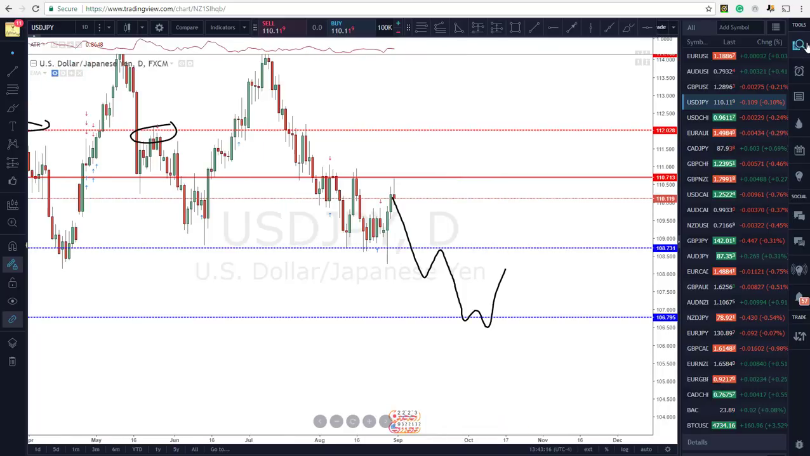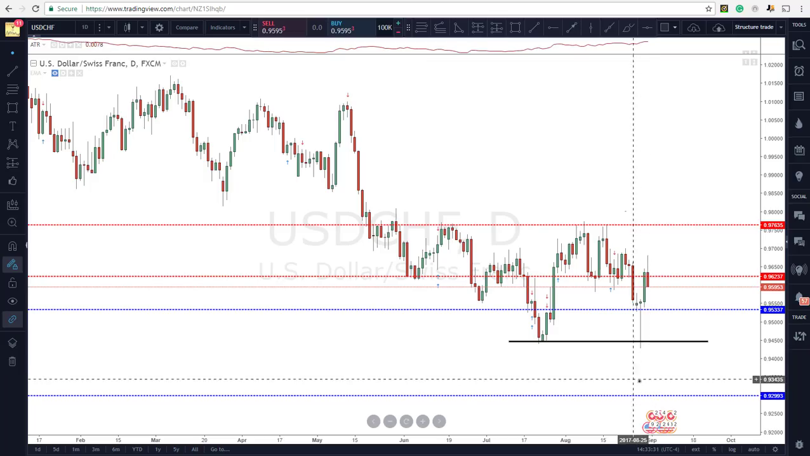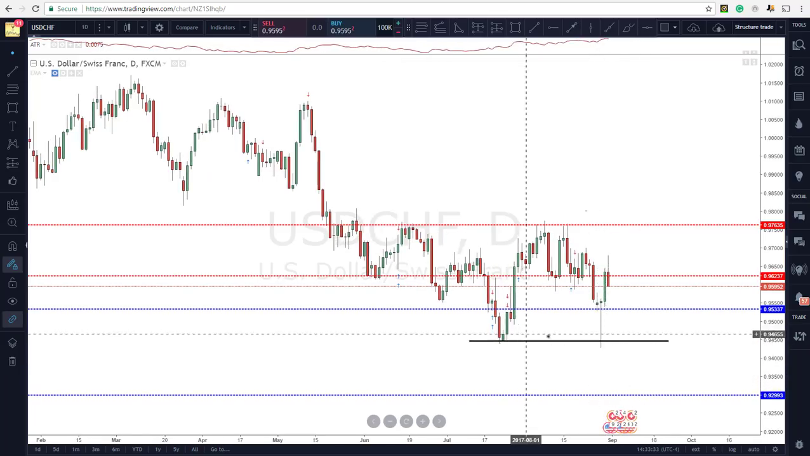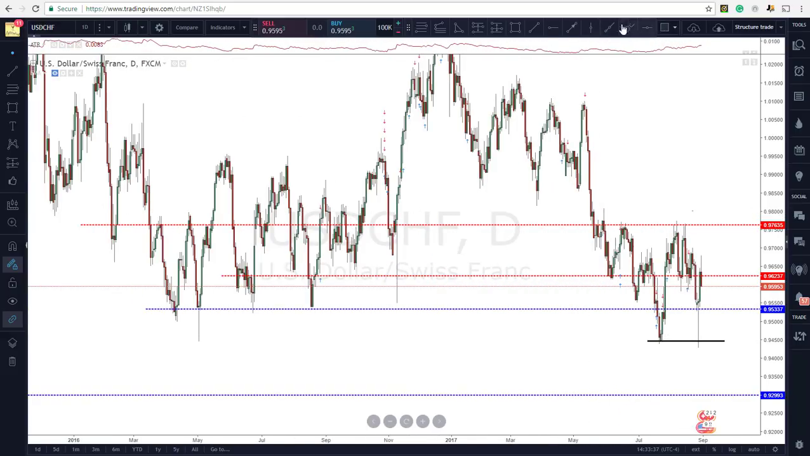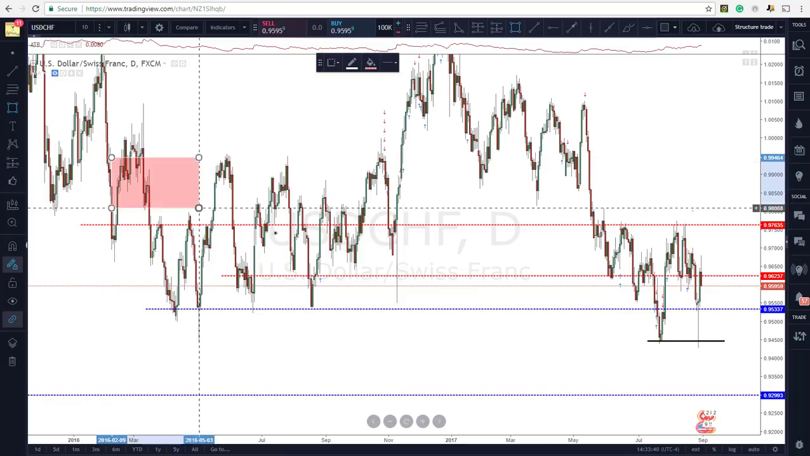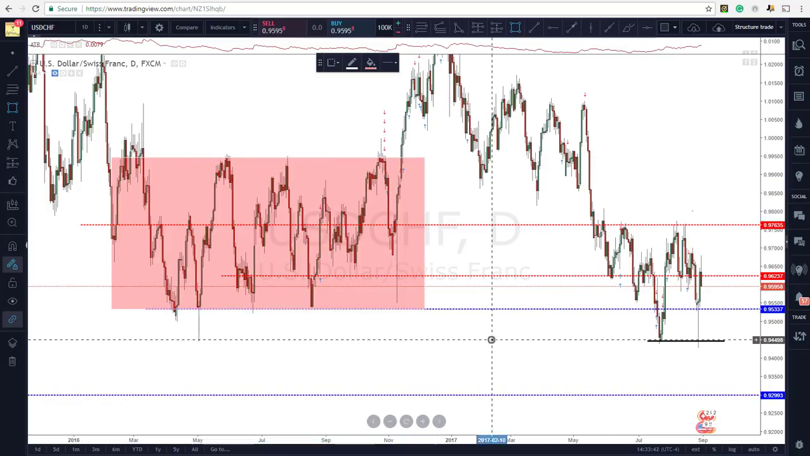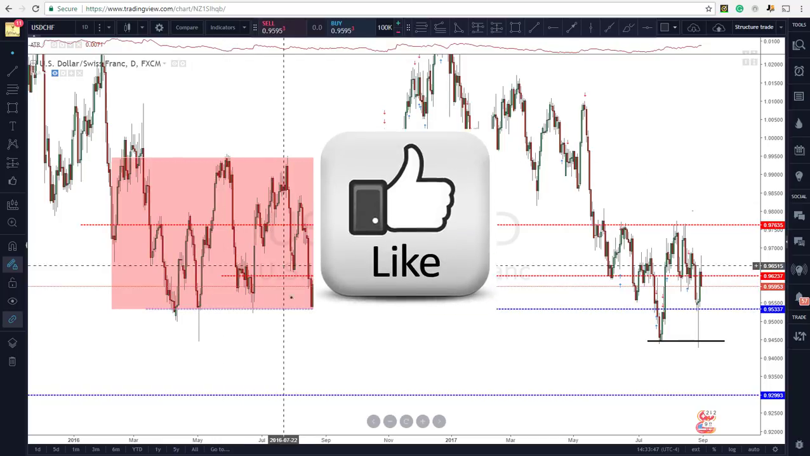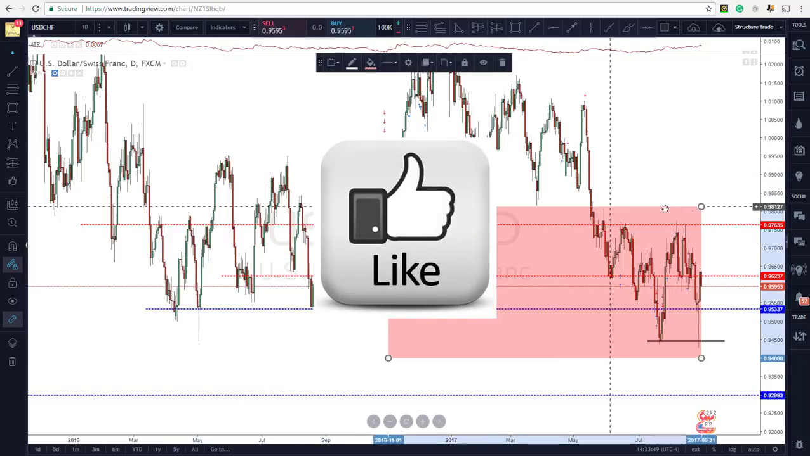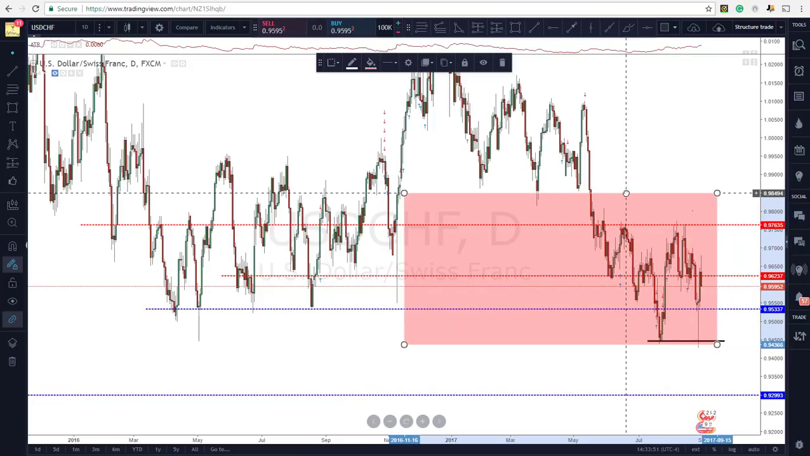Let's go ahead and move on to the dollar Swiss, the last pair for this video. All right, so here we are on the dollar Swiss, and here we have a market that's in a period of consolidation. If we zoom out the chart, you can see our previous period of consolidation that was right in here, and down here in the same area, now we're seeing a similar form of consolidation. So as you can see, this was a pretty large period of consolidation, and if we just drag the box over here, you can see that we have started a similar event.